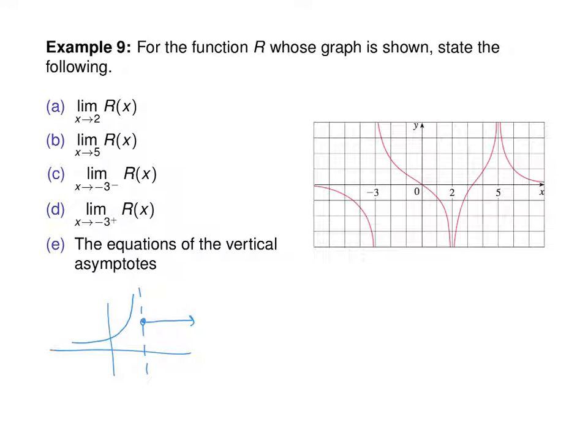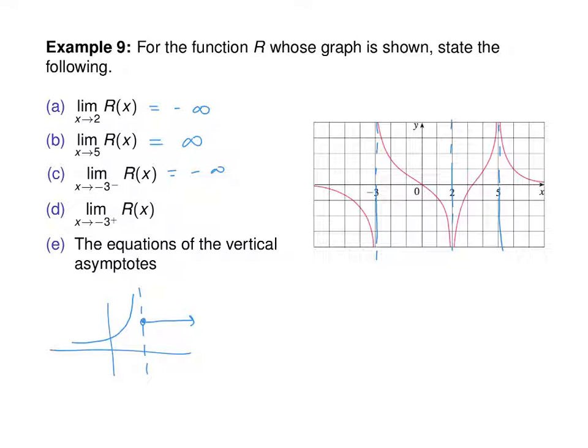So look at this picture. As x goes to 2, does r of x settle on a specific kind of infinity at 2? Negative infinity, exactly. How about as x goes to 5? Positive infinity. How about as you go to -3 from the left? Negative infinity. Because -3 from the left means you're on the left side of -3.